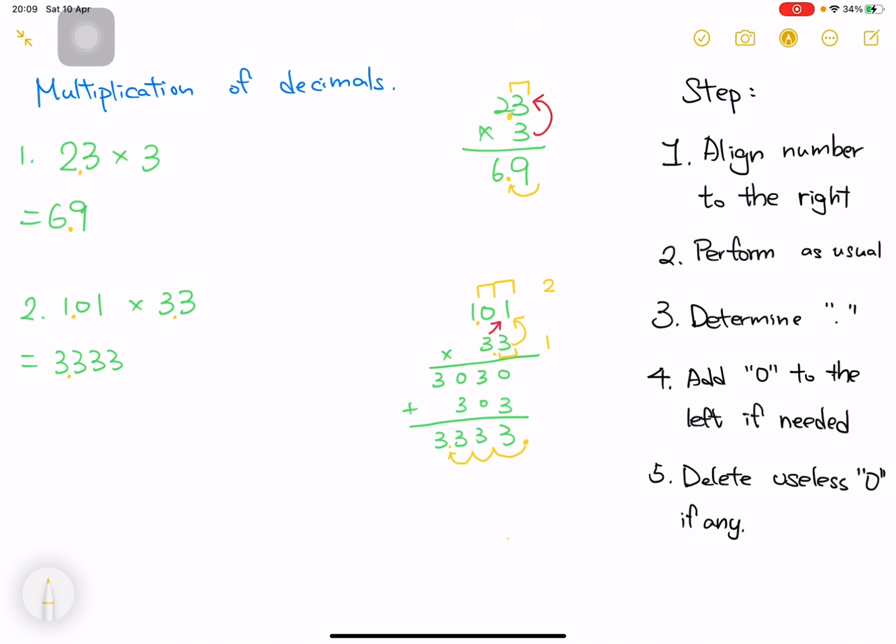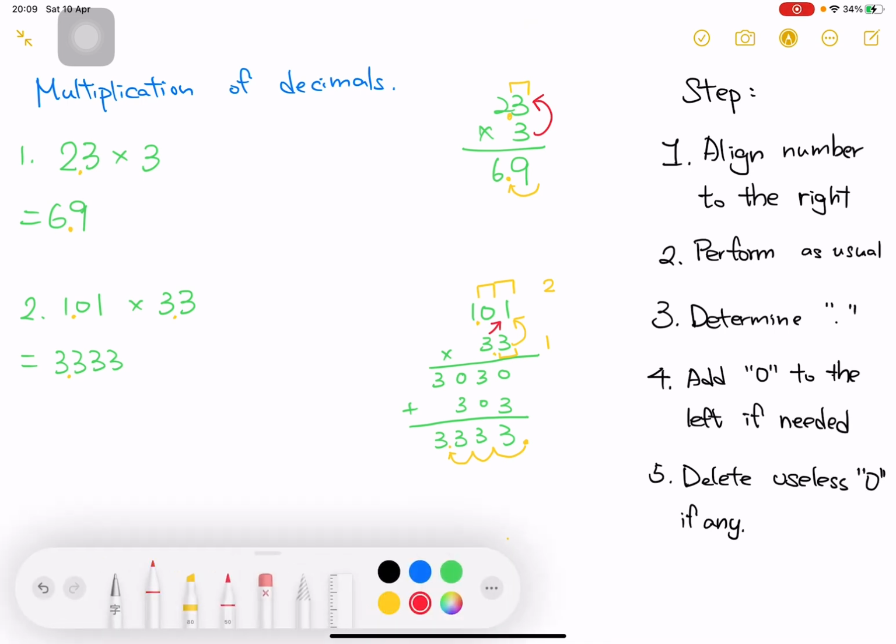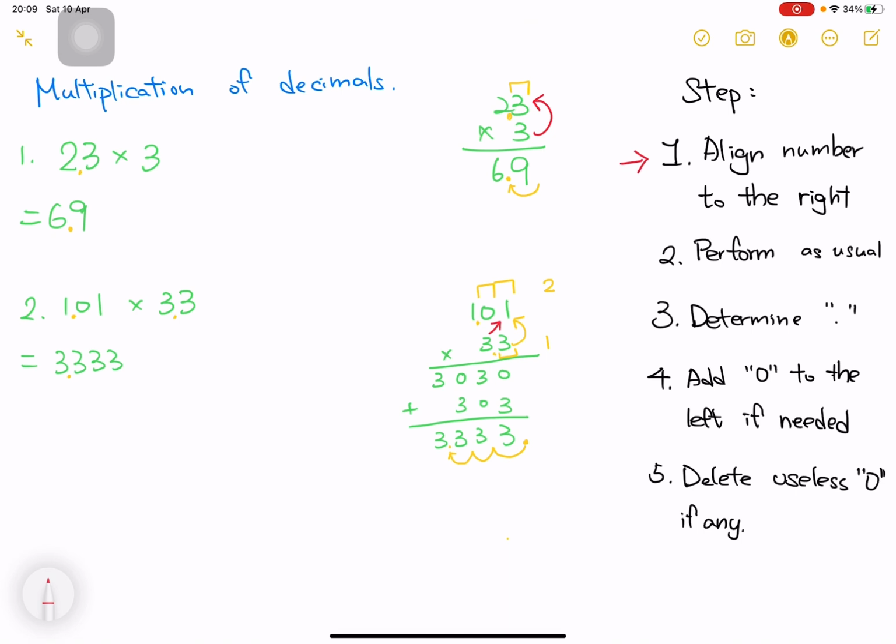And here are some skills for doing the calculations. The first one: you have to align the numbers to the right, like in this example, 2.01 times 9. If you are doing addition and subtraction of decimals, you have to align the decimal points. But for multiplication, you don't need to align them. You align the numbers to the right.